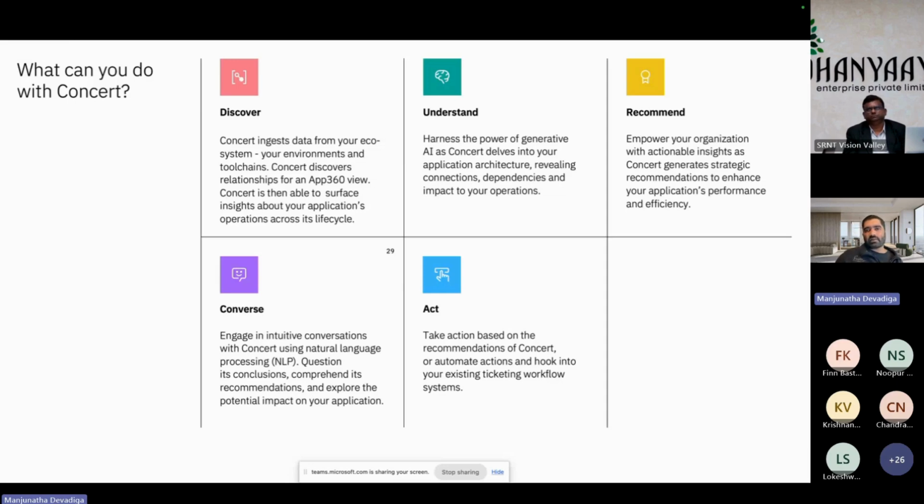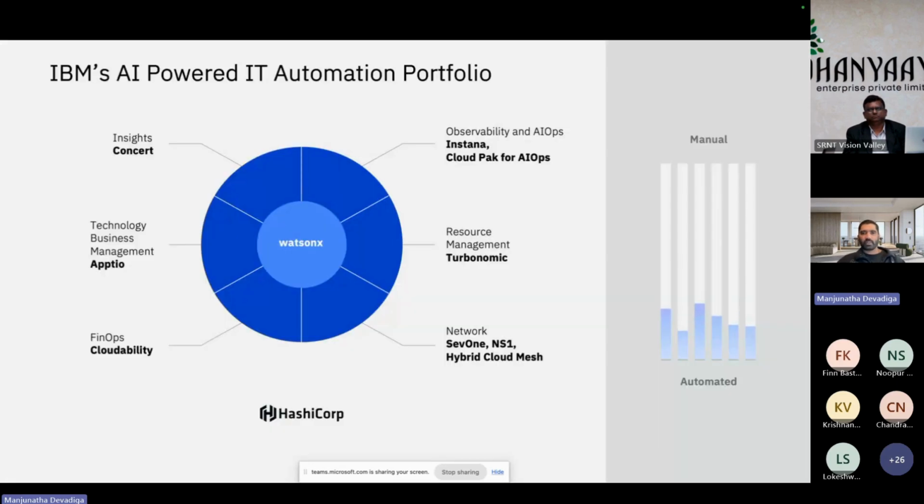And then finally the last process called act, which will tell you to define certain actions based on the ticketing workflow. So these are some of the components that we spoke about: Concert, Instana, Turbonomic, network observability, FinOps, which is our Cloudability, and Concert, which provides you application 360-degree insight.